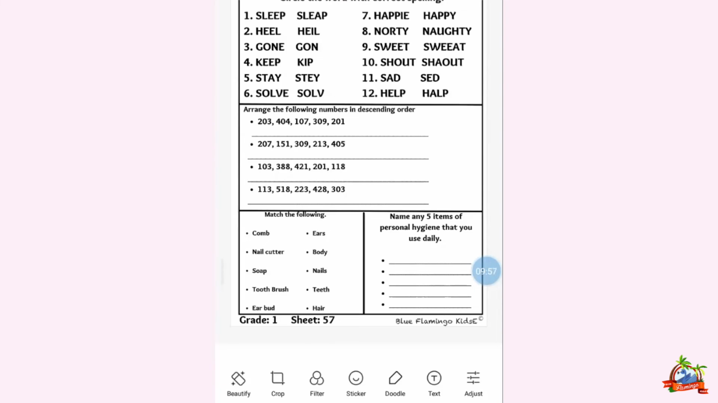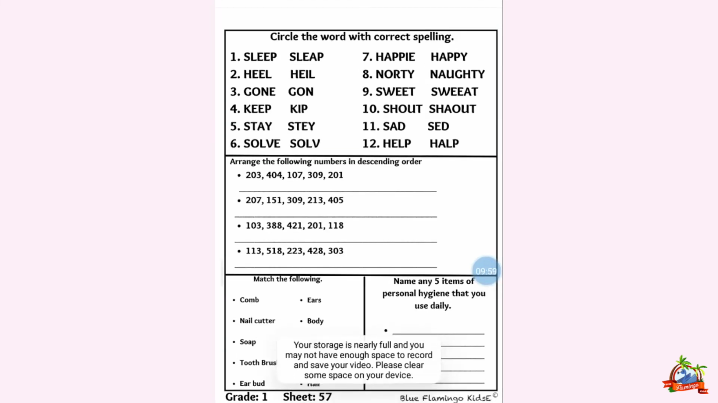And the last question is, name any 5 items of personal hygiene that you use daily. पर्सनल हाइजीन के कोई 5 आइटम्स के नेम आपको राइट करने हैं जो आप रोज यूज करते हैं.